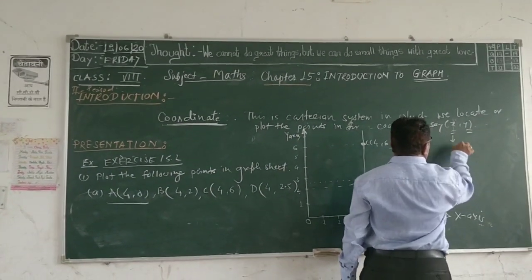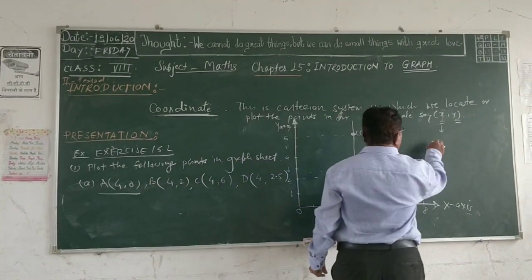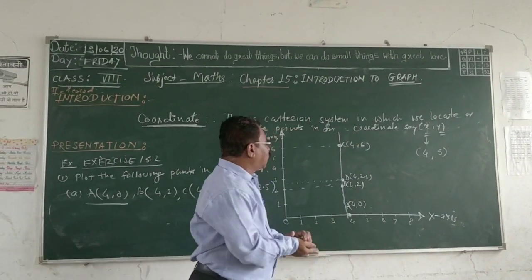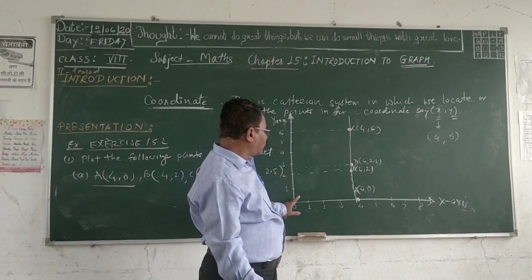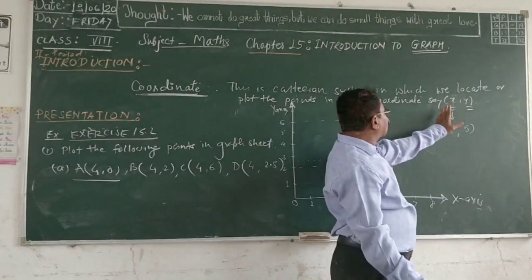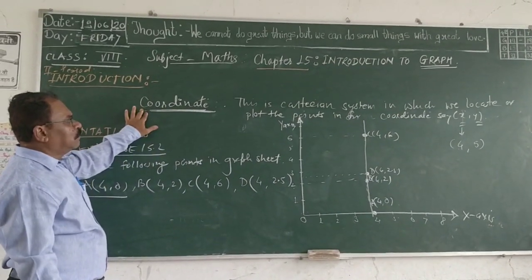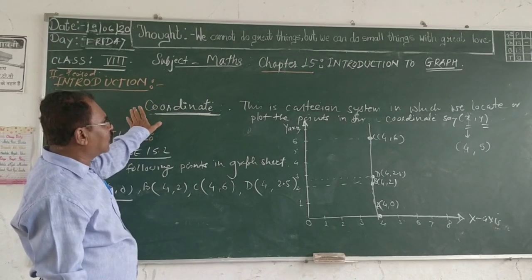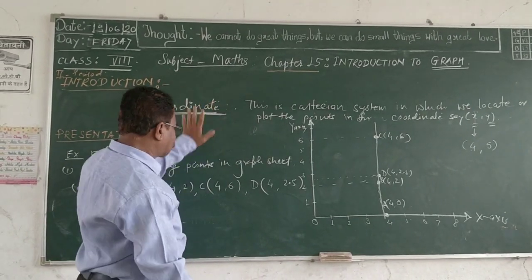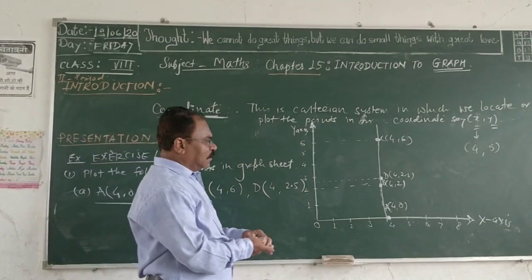The first number gives the value of x, such as 4, 5. Here x means 4, the distance of a point from 0 along the x-axis, that is 4. In this way this coordinate system was developed by the mathematician Cartesian, and is named after him. This is known as the Cartesian system also. So in this system we can plot different points.